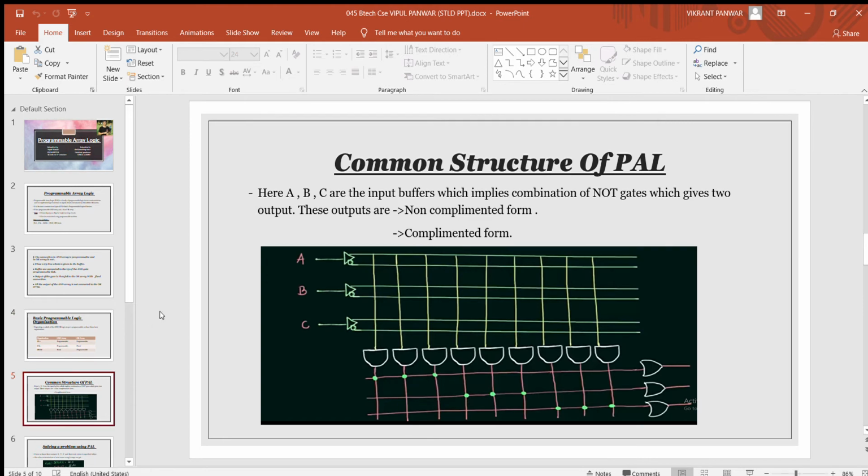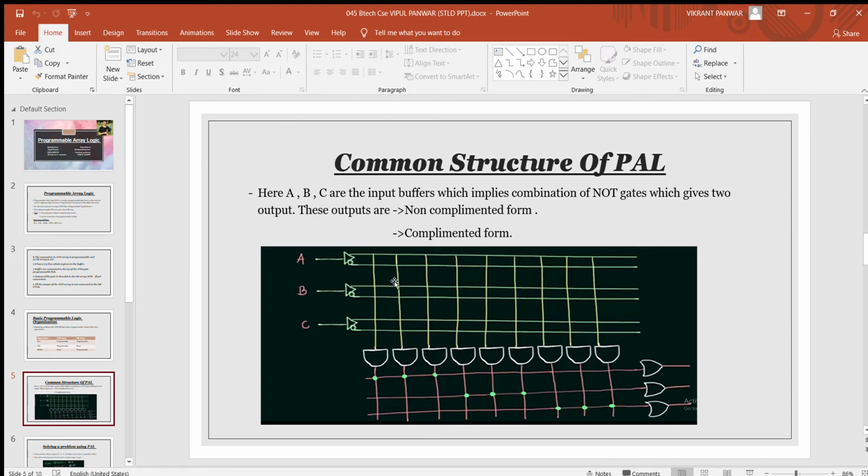Coming on to the next slide, basically it is a common structure of PAL, programmable array logic. So you can see A, B, C. These are basically the input buffers. Now what do we mean by input buffers? Input buffers are basically a combination of NOT gates which give two outputs, the non-complemented form and the complemented form. For example, A, this is an input buffer. It has two outputs, that is A and A bar.